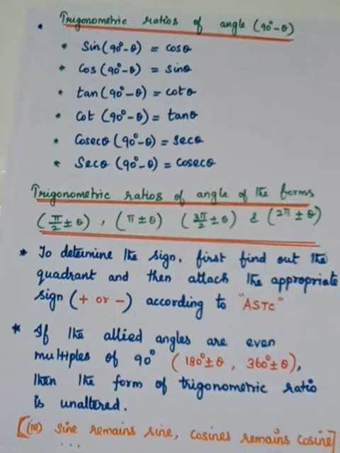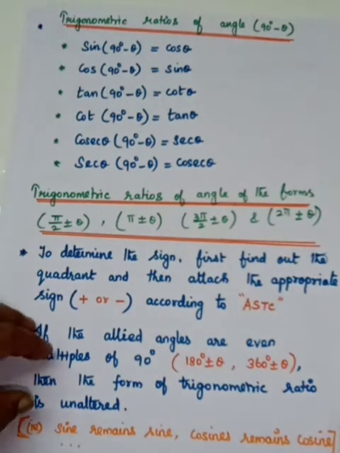You have to write the function as it is. That means if sine comes, you have to write sine. Cosine comes, you have to write cosine. If tan comes, you have to write tan. You should not change the trigonometry ratio.